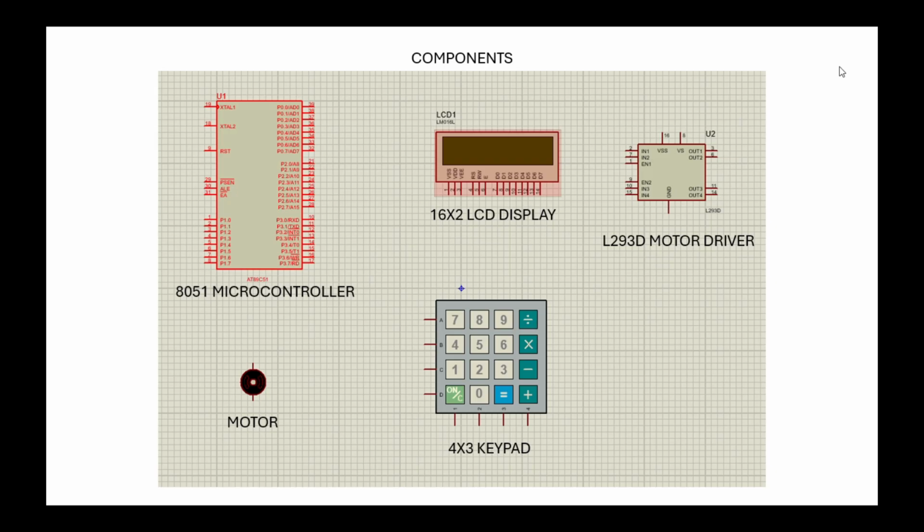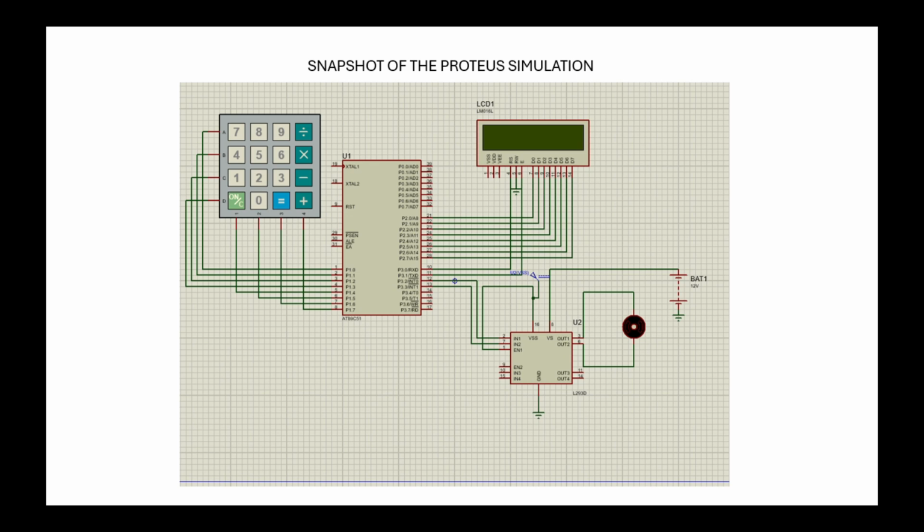These are the components used for the simulation of the circuit. This is the 8051 microcontroller, 16x2 LCD display, the motor driver, motor and 4x3 keypad. The snapshot of the Proteus simulation.